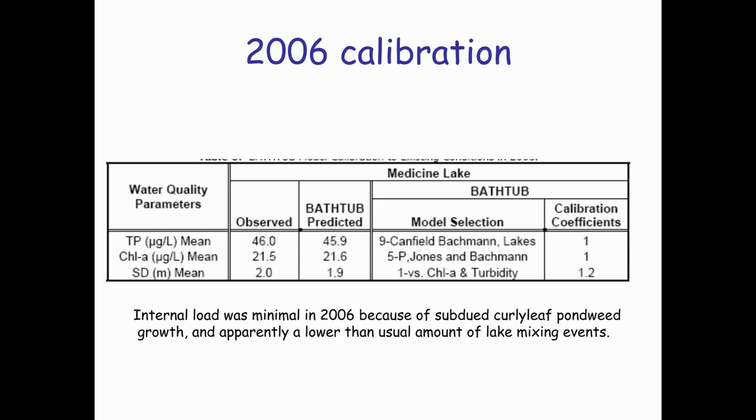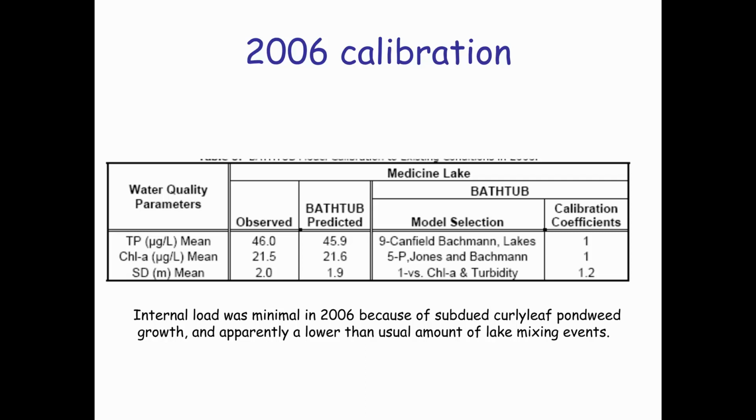So the model was used without any internal loading to predict the observed total phosphorus, chlorophyll A, and Secchi disk depth. And you can see the observed values for total phosphorus, chlorophyll A, and Secchi disk depth, and then the predicted BATHTUB values, which are very close. This is based on changing the parameters in the model and finding the best set of parameters that give the best prediction of the observed data.